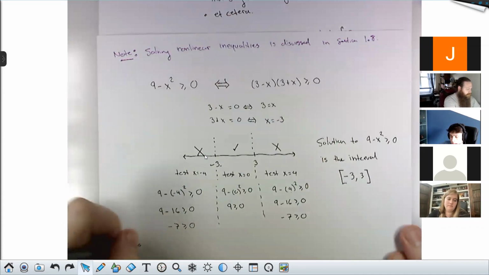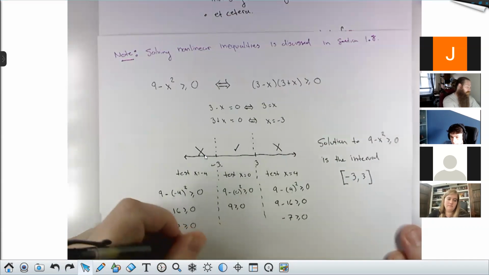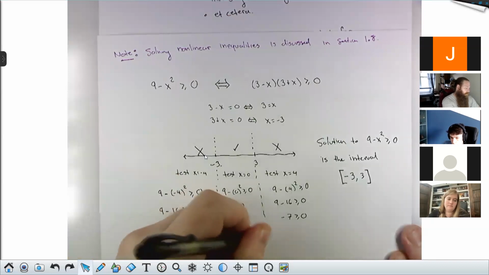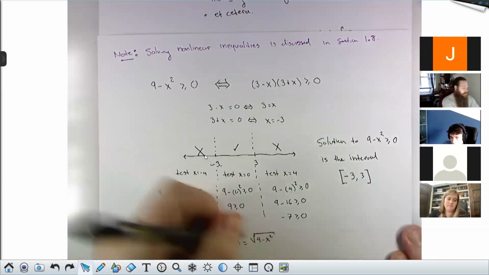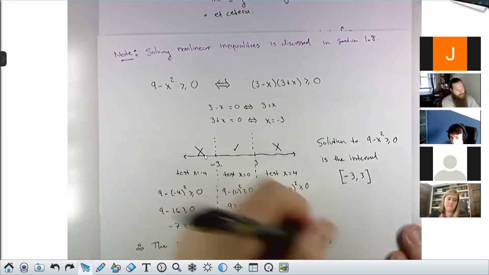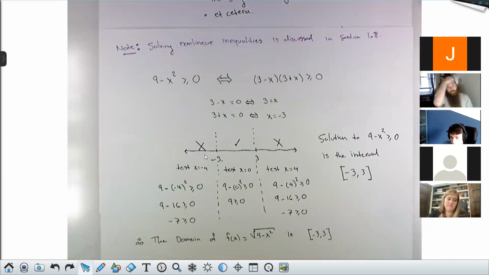So the domain of f of x equals the square root of 9 minus x squared is the closed interval from -3 to 3. That's it. It's not too bad. It's possible to have problems where you've got multiple red flags and you handle those the way you think you would. You do them one at a time, and then you just take the stuff that satisfies all the requirements.